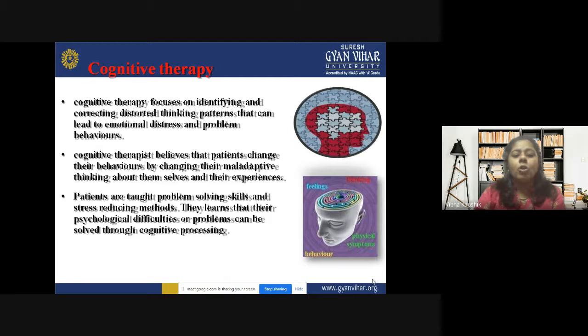Patients are taught problem solving skills. They learn how to solve their problems, and stress reducing methods which can be employed to reduce the stress. They learn that their psychological difficulties or problems can be solved through cognitive processing.